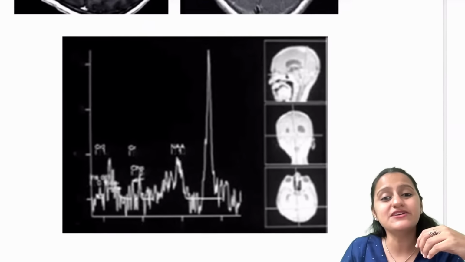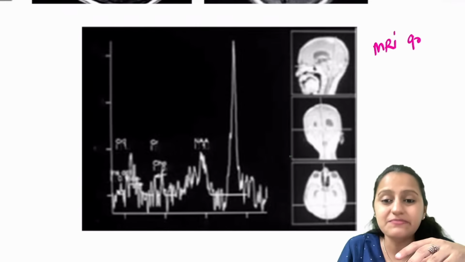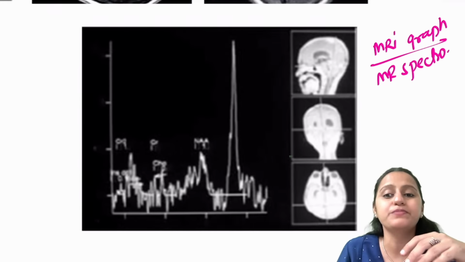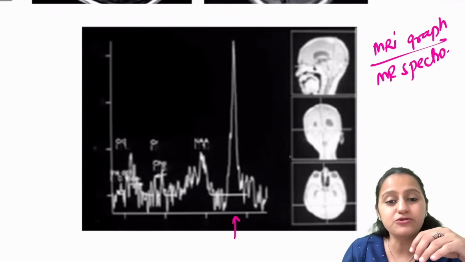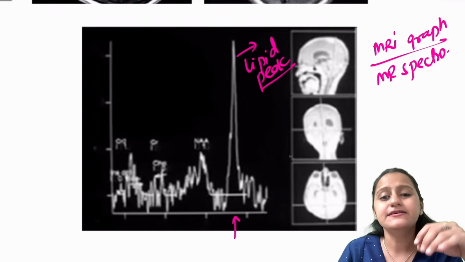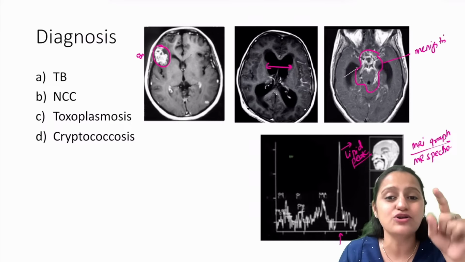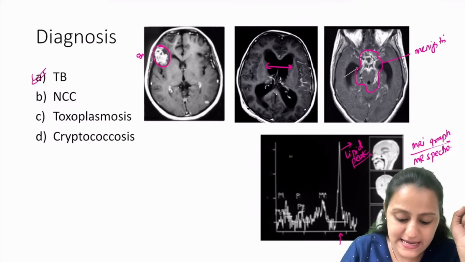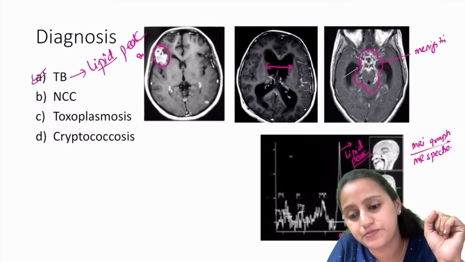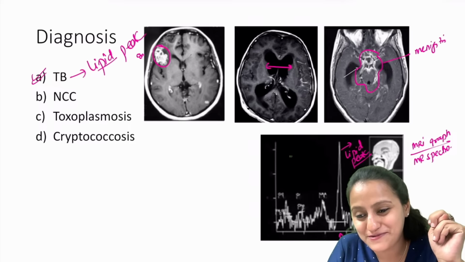Plus what investigation is this, guys? On MRI, when you see a graph like this, it is MR spectroscopy. And in MR spectroscopy, the peak which is shown here is the lipid peak, right? So all these points put together, lipid peak, meningitis, hydrocephalus, conglomerate lesion, this is going to be TB. Please remember, TB shows lipid peak on MR spectroscopy. Okay?